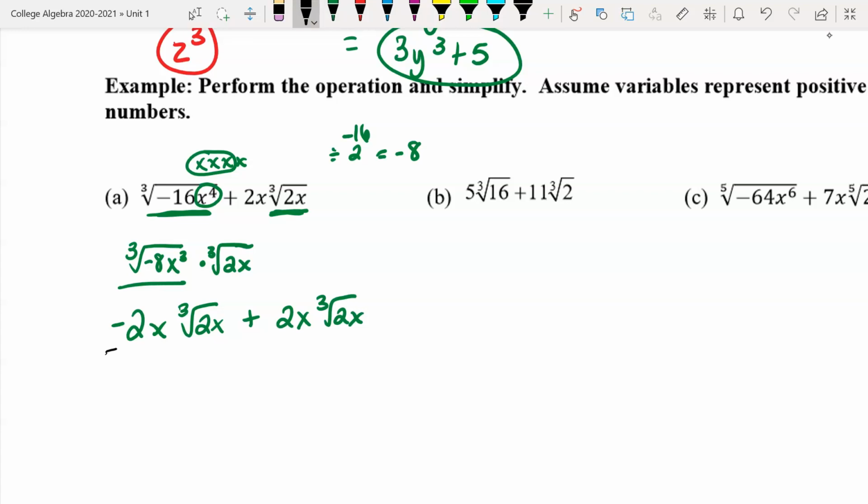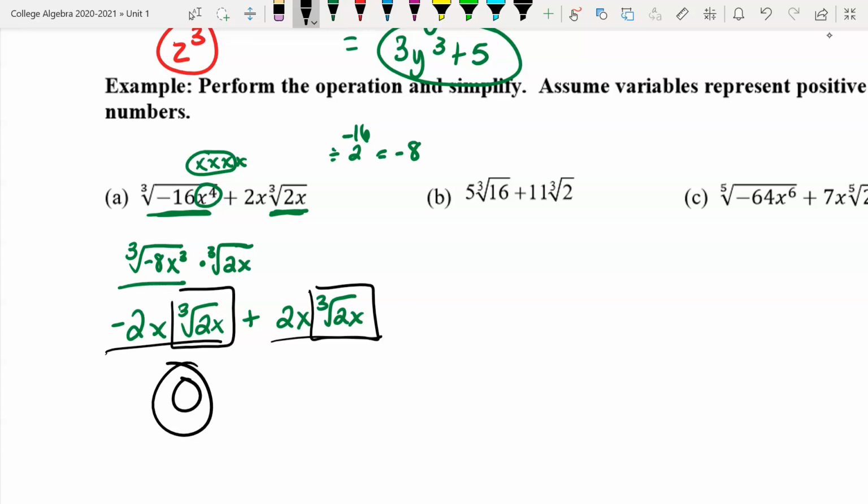So now I have negative 2x cubed root of 2x plus 2x cubed root of 2x. If the square roots are the same, or the nth roots are the same, I can add those. Negative 2x plus 2x is nothing, so my answer is just 0.